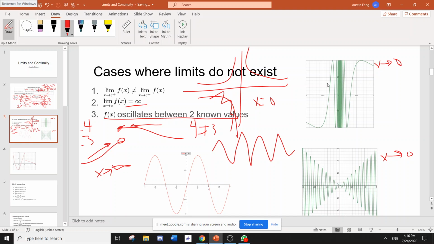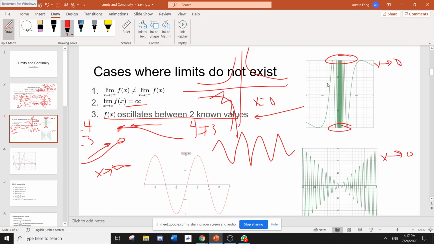Okay, cool, we're done. We see for here, when x gets to 0, it oscillates between 1 and negative 1. So when we get to 0, the value oscillates between 1 and negative 1, so there is no definite value for x. So the limit does not exist because of the third property.